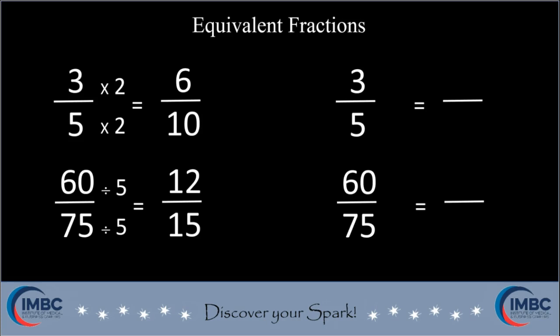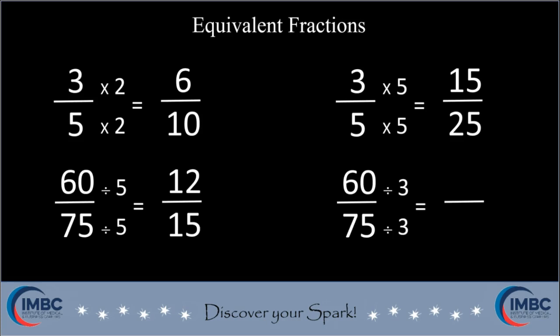Next, we have the 3/5. I'm going to multiply both the numerator and the denominator by 5. 3 times 5 for the new numerator, 15. 5 times 5, 25 for a new denominator. 3/5 equal to 15/25. We have 60/75 again.